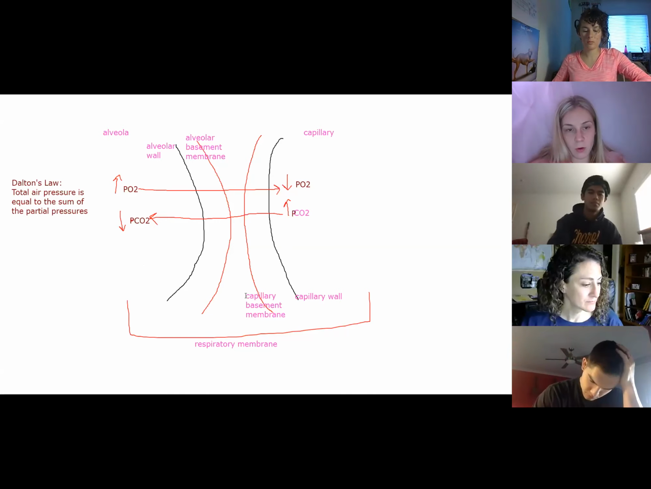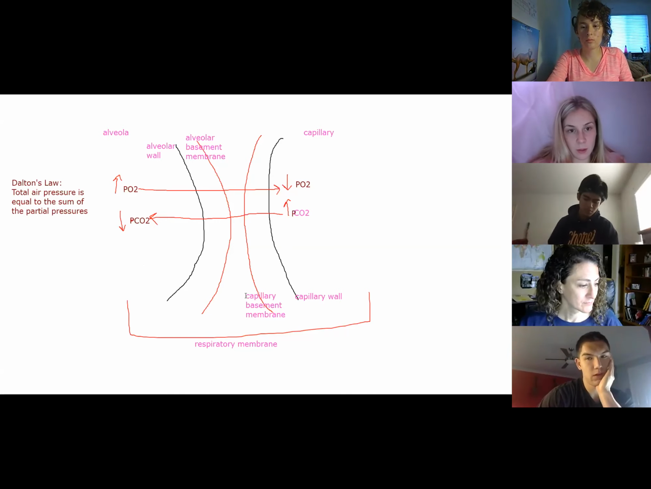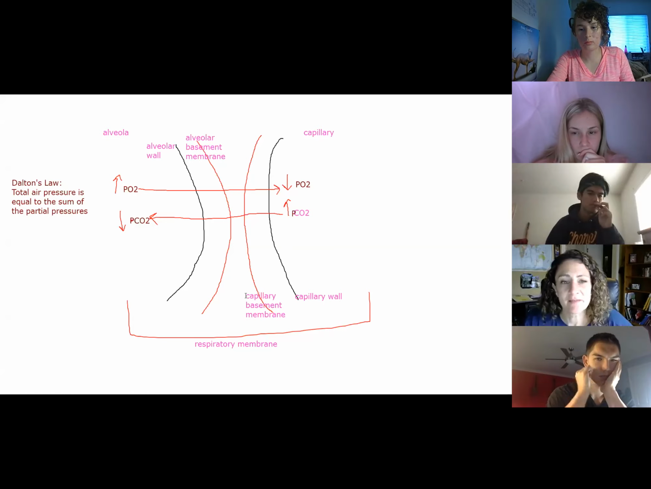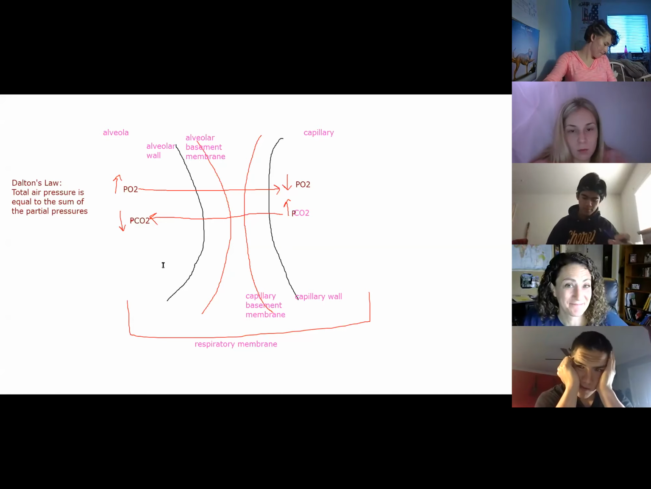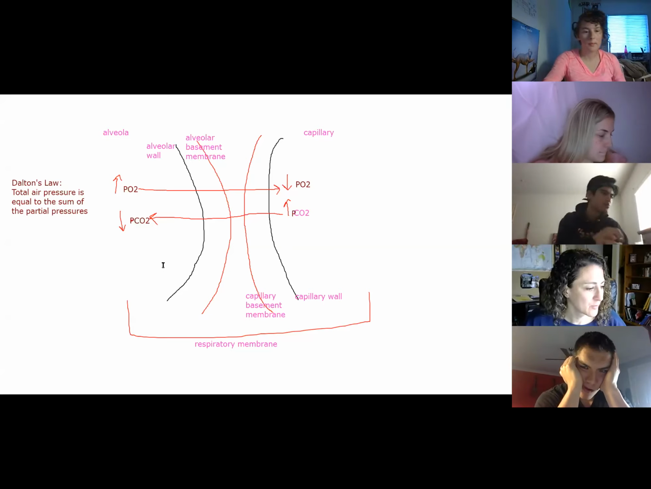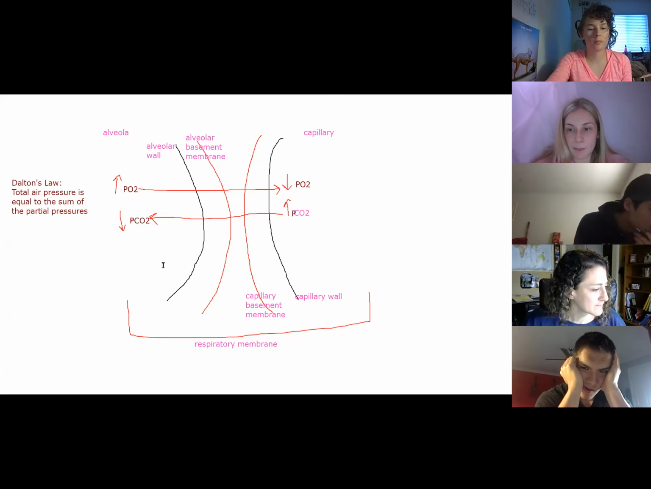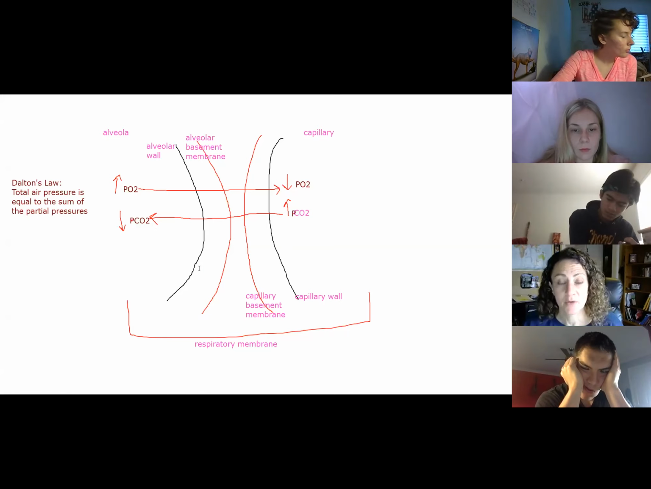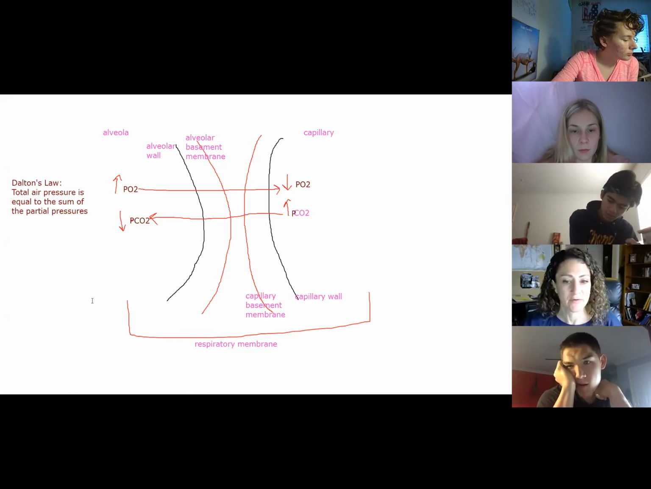You want us to refer, do you want us to say PO2, like partial oxygen and partial carbon, instead of just regularly how you spell it? Well, not necessarily, but you need to understand what I mean when I say it. And actually, when we get to the next section, the transportation, we're going to be using PO2. So you'll be using that. You'll need to use that term.